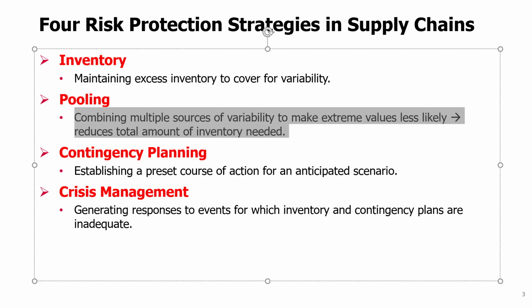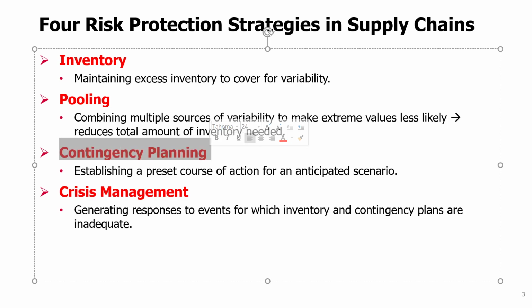The third tool is contingency planning. Contingency planning is basically about establishing a preset course of action for an anticipated scenario. If you see something that might happen that will severely affect the supply chain, we might have a contingency plan, a preset course of action that we will implement the moment the disruption happens.